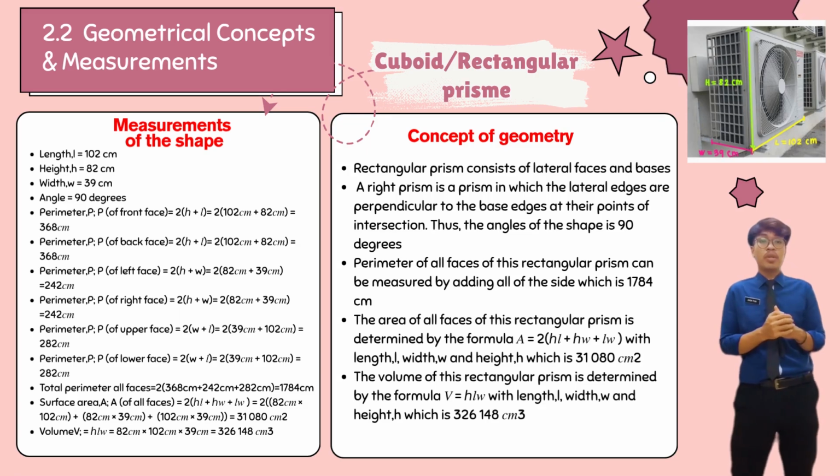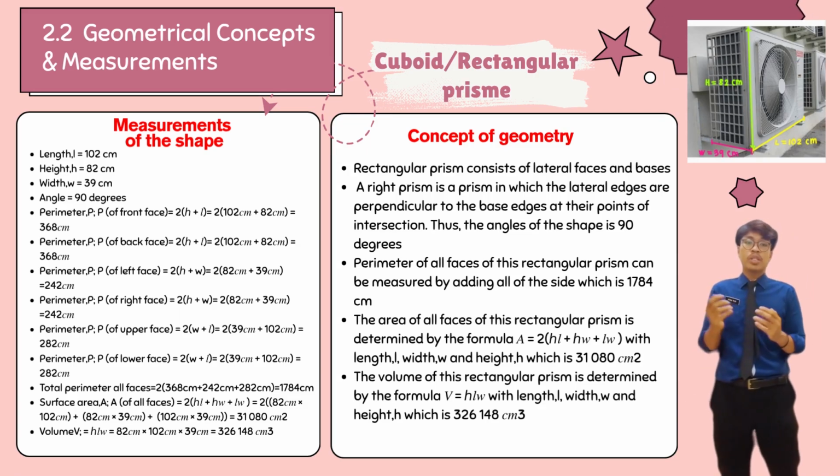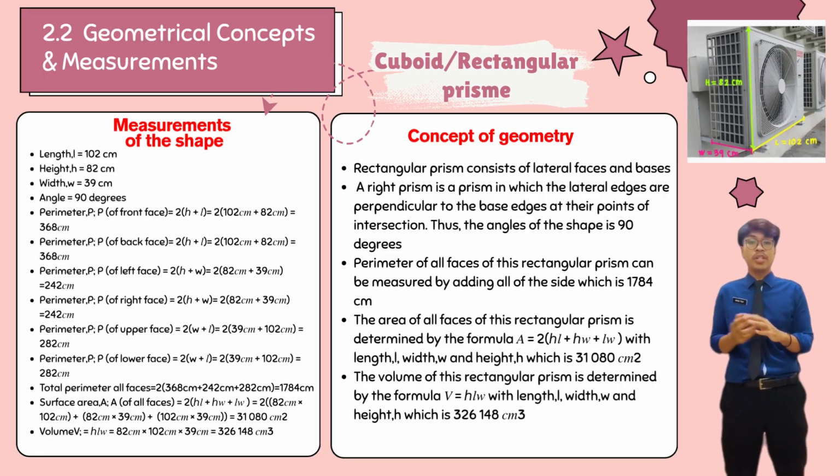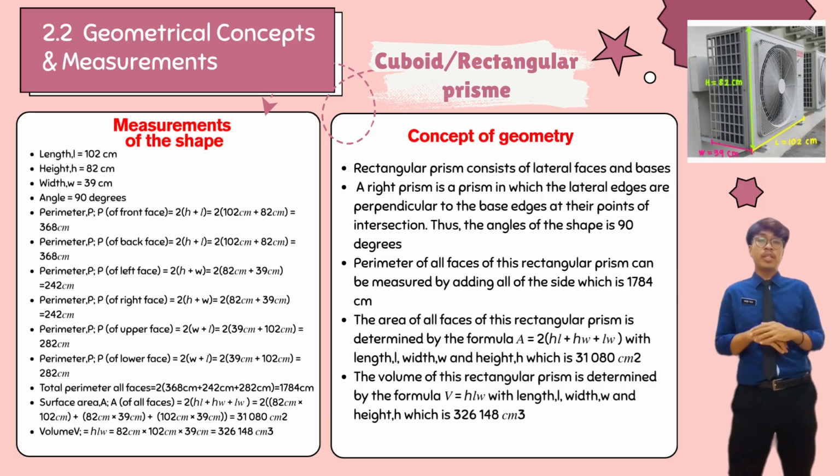A rectangular prism consists of lateral faces and bases. A right prism is one in which the lateral edges are perpendicular to the base. So the shape has 90 degrees. Perimeter of all faces is the summation of all the faces, which is 1,684 cm.